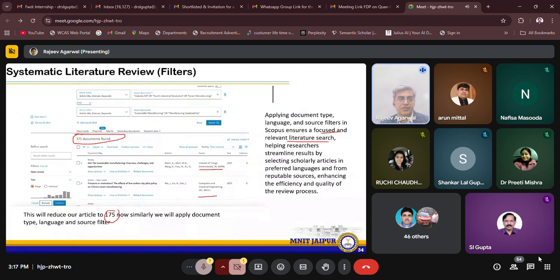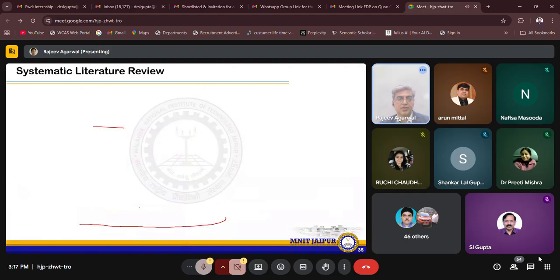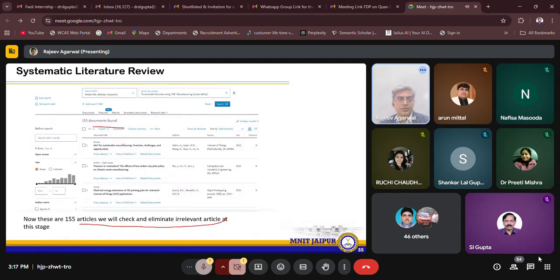From 175, I have again screened down by document type, language, and source filter. So 175 has now come to 155. I have simply selected English as the only language for papers.